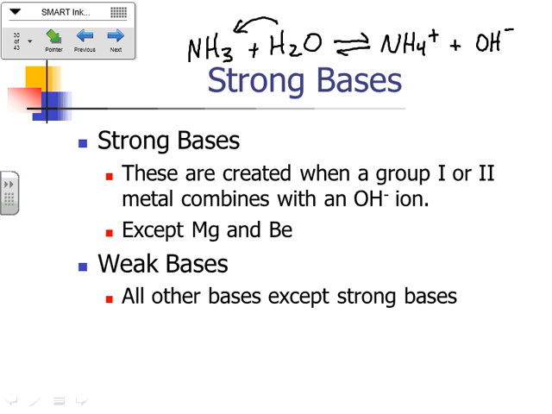But because it's a weak base, this doesn't always happen. Not every NH3 takes a hydrogen away from water, just like with the weak acids. So we write the equilibrium arrows to show that it's not always occurring. All right?